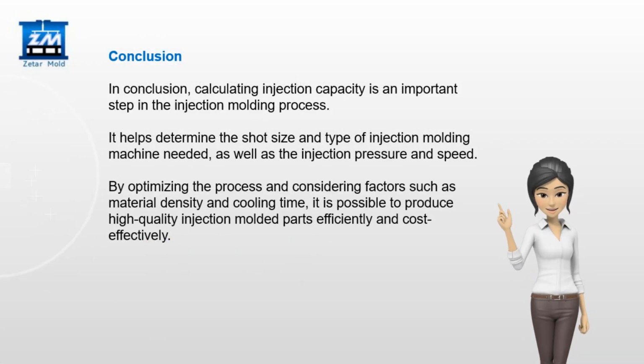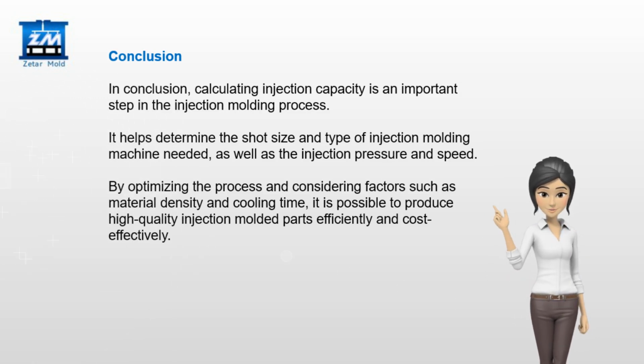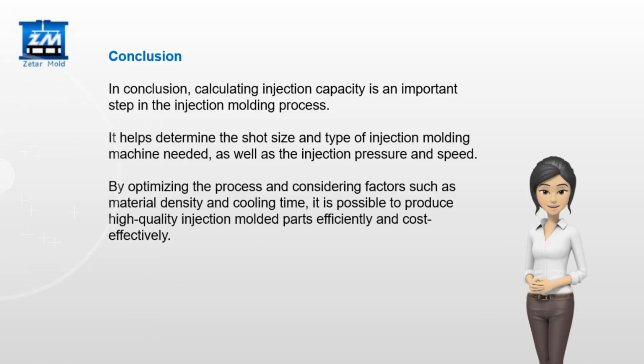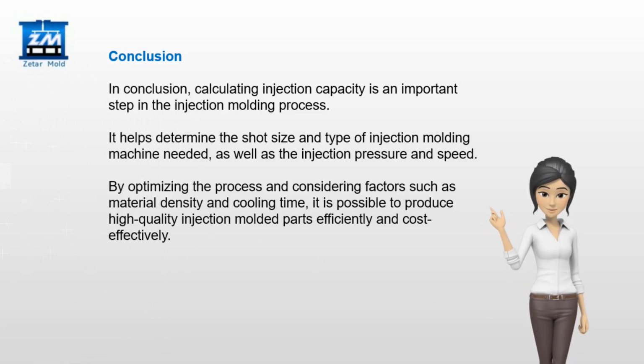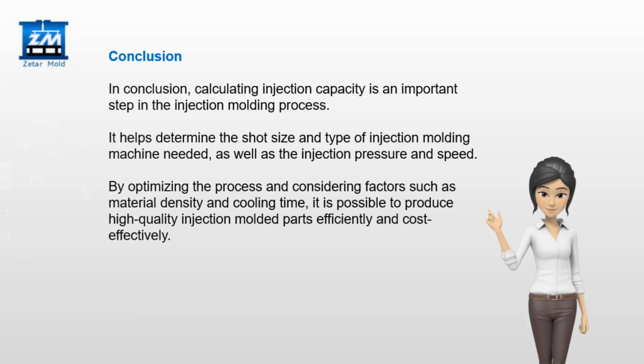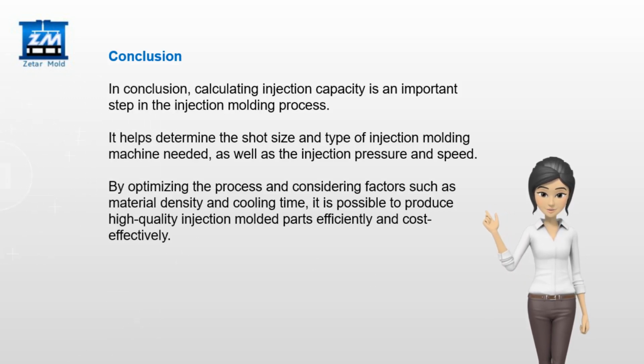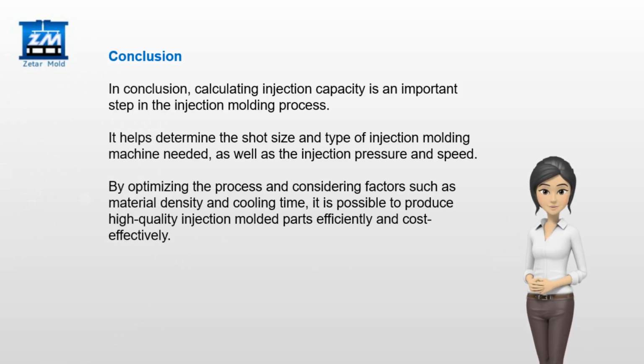Conclusion. In conclusion, calculating injection capacity is an important step in the injection molding process. It helps determine the shot size and type of injection molding machine needed, as well as the injection pressure and speed. By optimizing the process and considering factors such as material density and cooling time, it is possible to produce high quality injection molded parts efficiently and cost effectively.